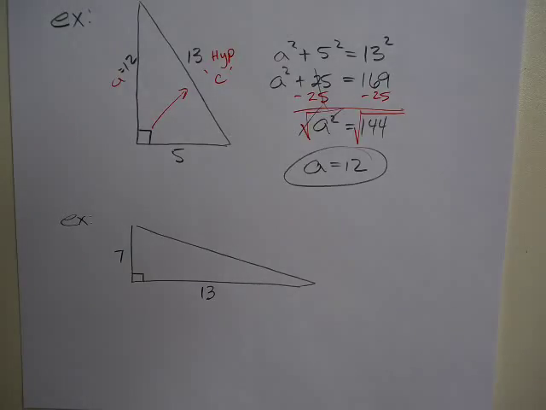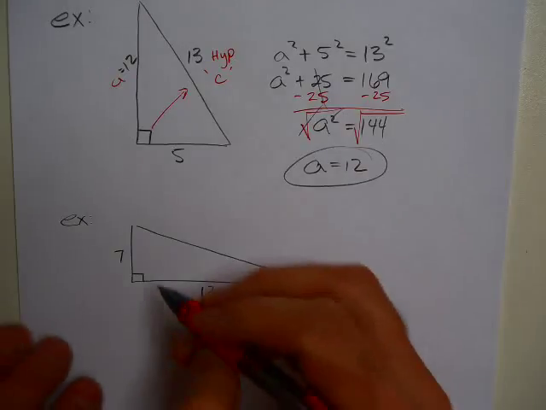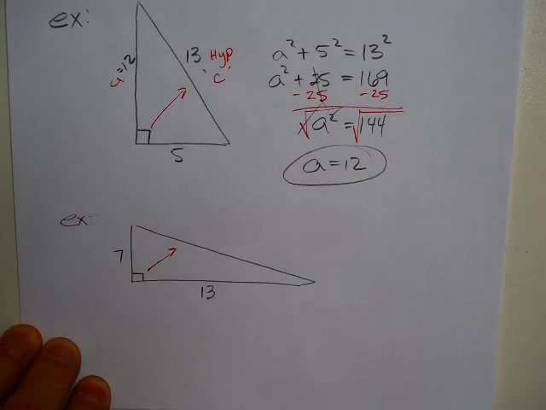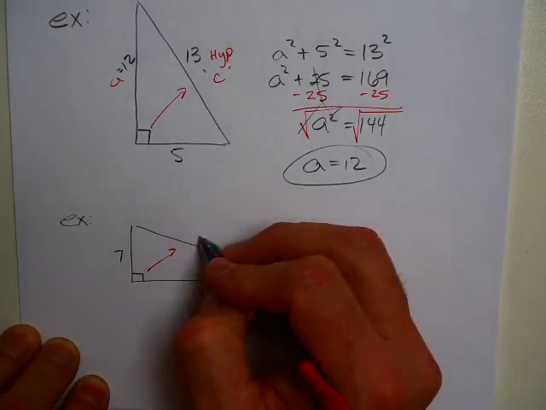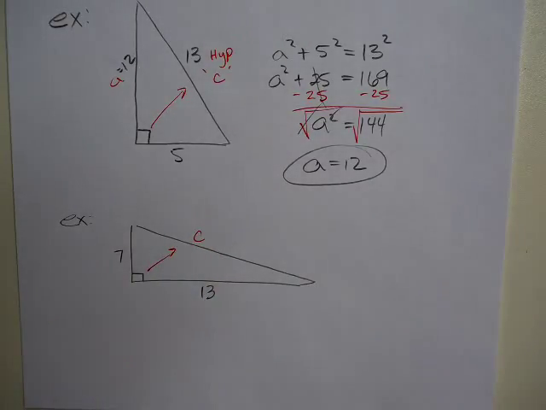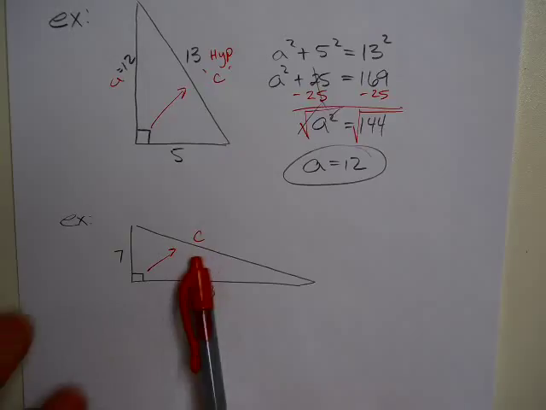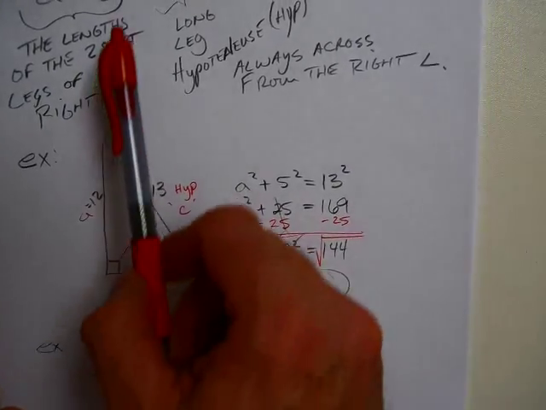Now, again, given two legs of a right triangle, we need to find the length of the third leg. What leg is the third leg? It's C, right. It's the hypotenuse. It's across from the 90, so that makes it the hypotenuse. So we will definitely call that C. And we'll put it in the C location, right?